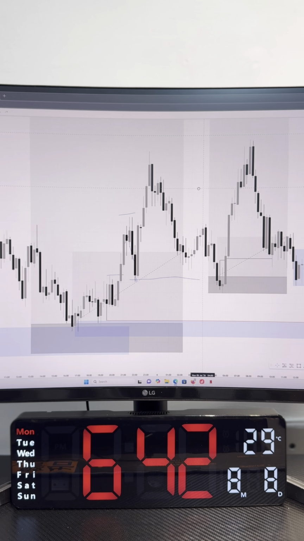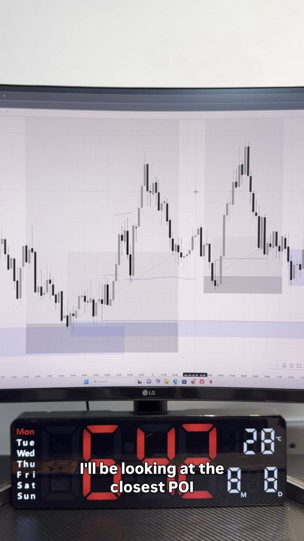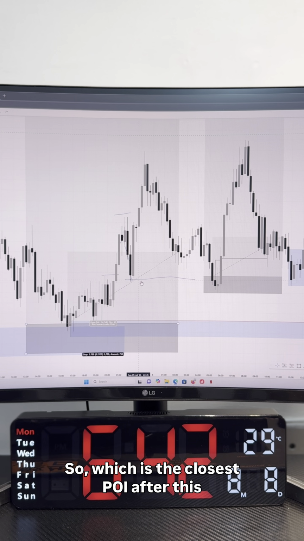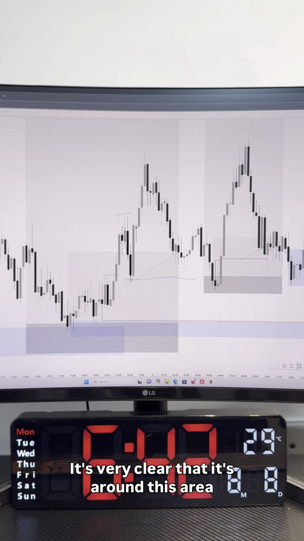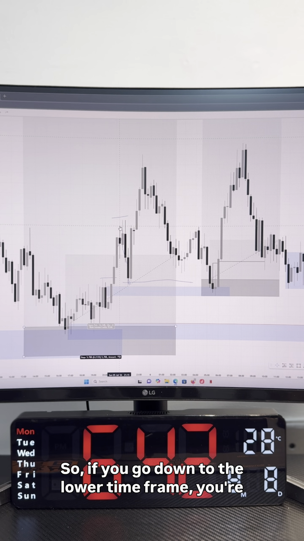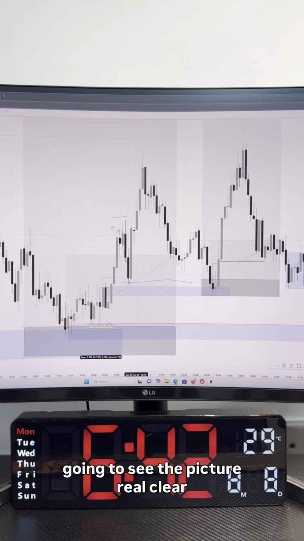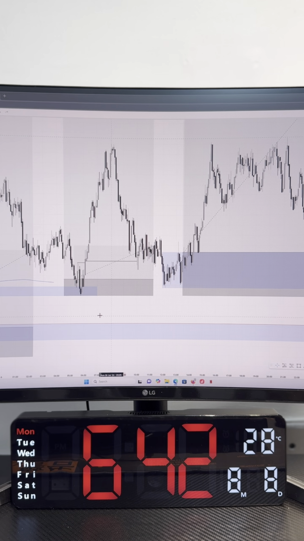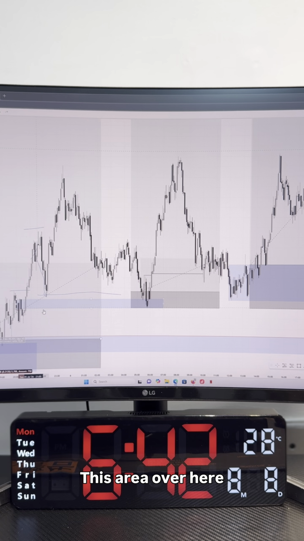And now I'll be looking at the closest POI after this inducement. So which is the closest POI after this inducement? It's very clear that it's around this area. So if you go down to the lower time frame, you're going to see the picture real clear. Okay, let's just proceed to the lower time frame in the 5 minutes. So look at it. You can see this area over here.